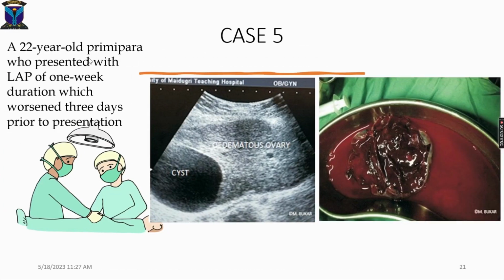This was a 22-year-old primipara who presented with a 1-week history of lower abdominal pain, which worsened 3 days prior to presentation. Now, note this edematous ovary, which appeared like a solid lesion, and note this cyst with crescent sign, suggesting that it is an intra-ovarian cyst. So, this was torsion as a result of hemorrhagic cysts. Benign simple descriptor 4.